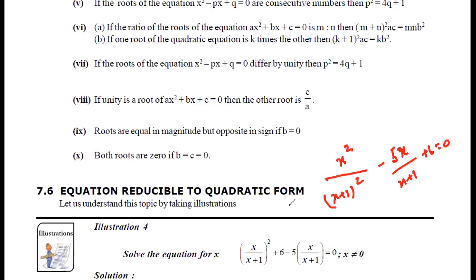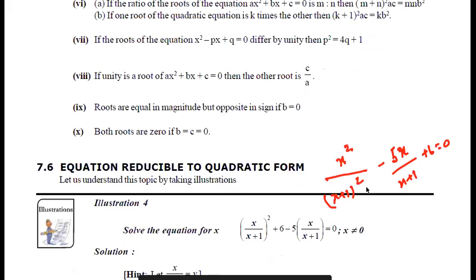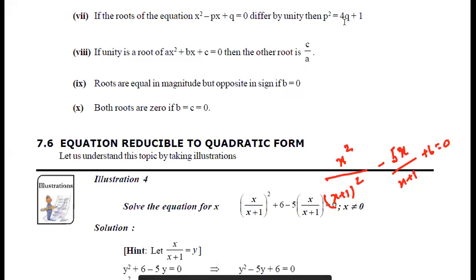So I can notice x by x plus 1 whole square and x by x plus 1. I can say, instead of taking x as a variable, why not take x by x plus 1 completely as a variable? Tell me, why not? Do that. Yes or no?